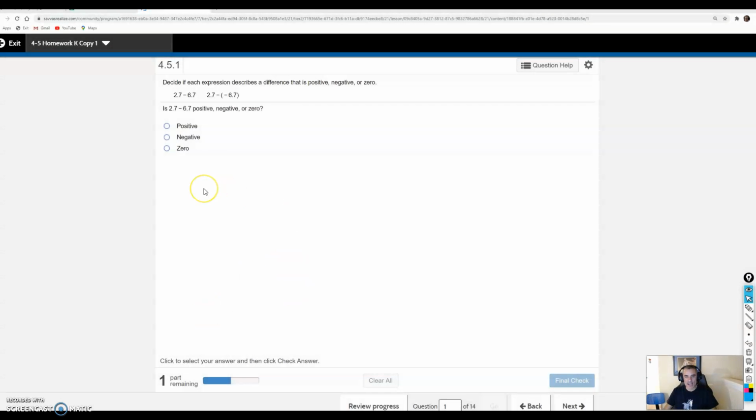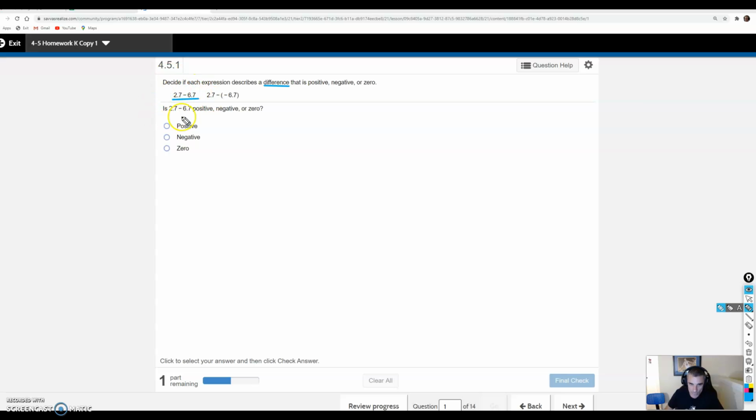Okay, number one, it says decide if each expression describes a difference that is positive, negative, or zero. So a difference is the result of a subtraction problem, okay? And they actually give us two expressions here. Here's the first one. It says, is 2.7 minus 6.7 positive, negative, or zero? Well, notice they don't even care about the answer. They just want to know the sign of the answer.